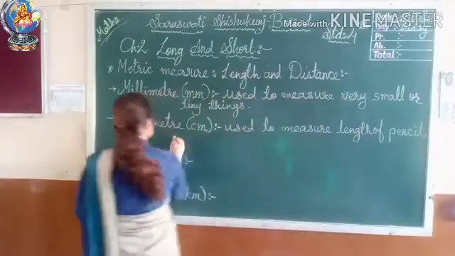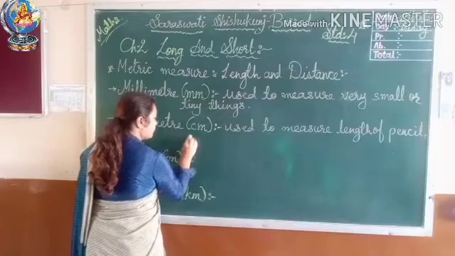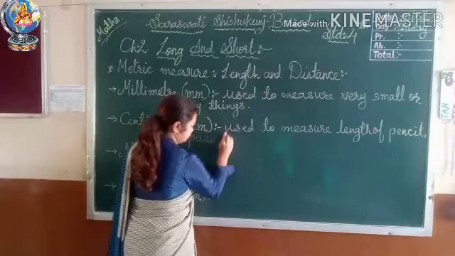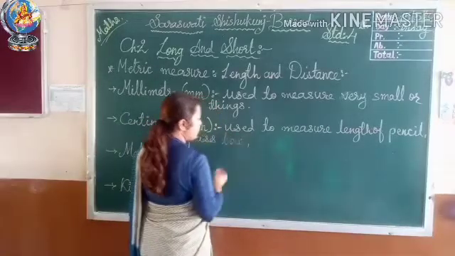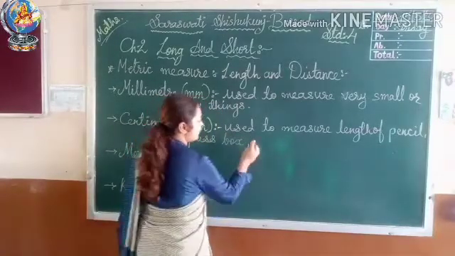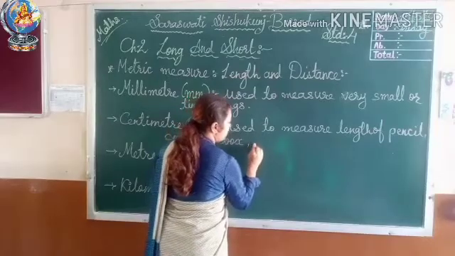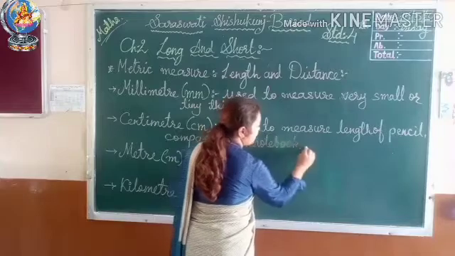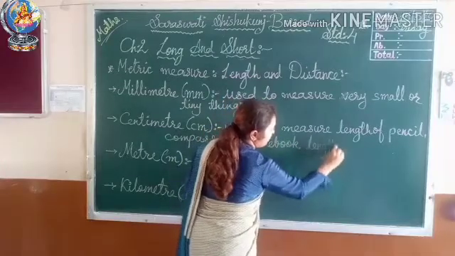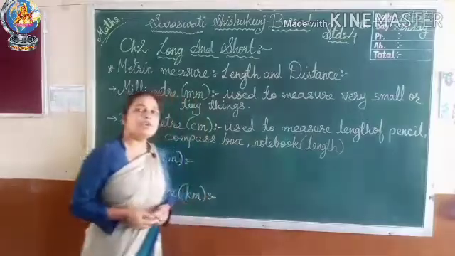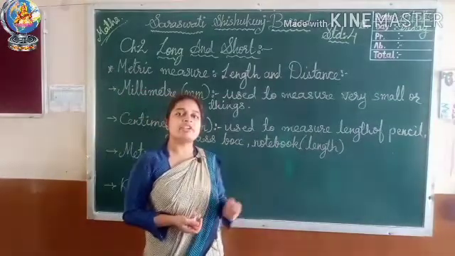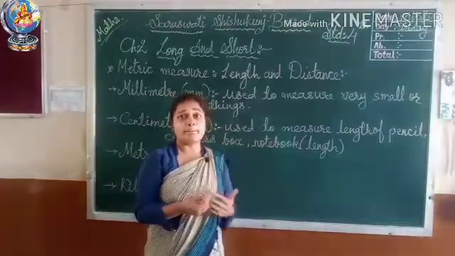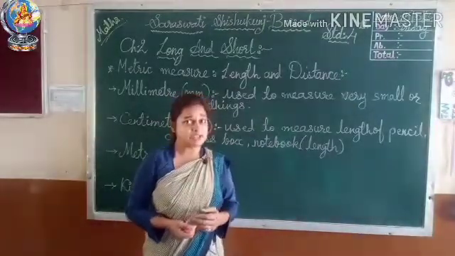Pencil. We can say compass box or pencil box also. Pencil box, compass box. Then another thing was notebook length. If you remember, in the worksheet also I had given you things to measure when we studied the parts of this chapter one by one.